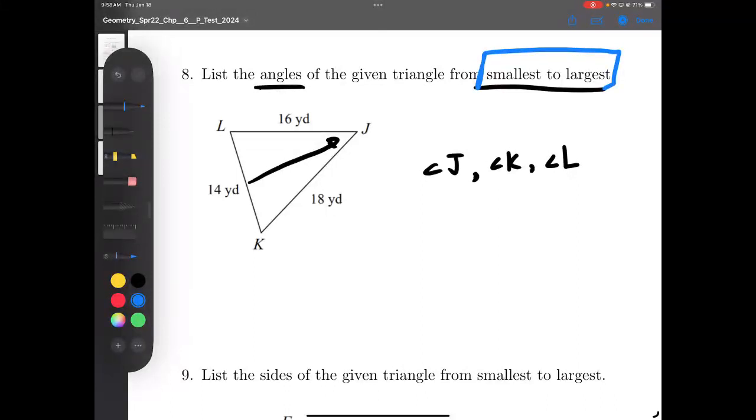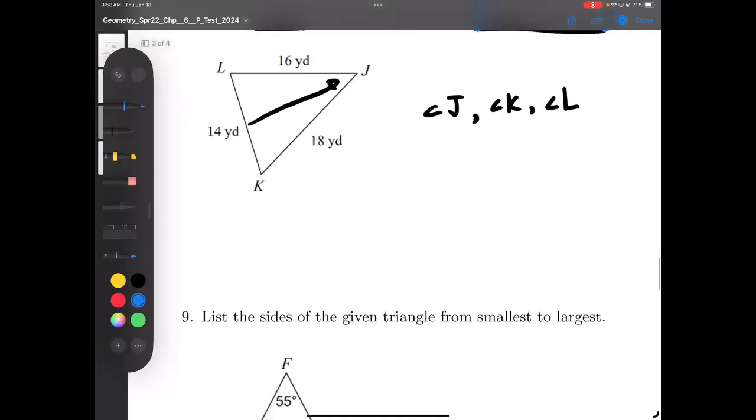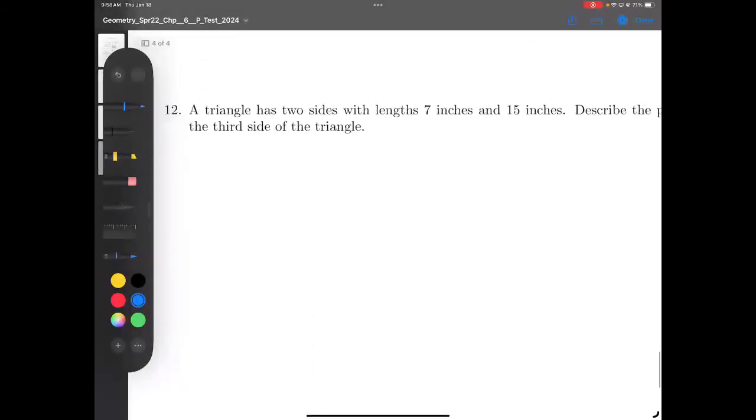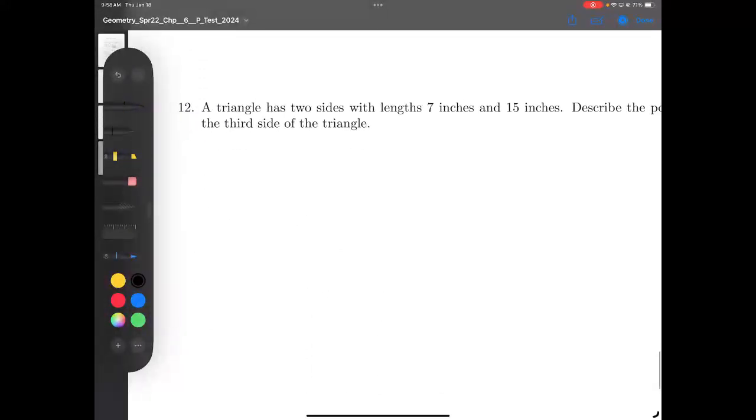What's next? 12? 12. Okay. So this one we did yesterday. They only gave you two of the side lengths. What should the last one be? 8? Should be 8.